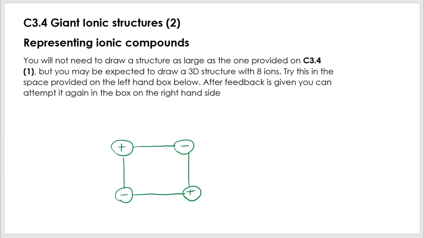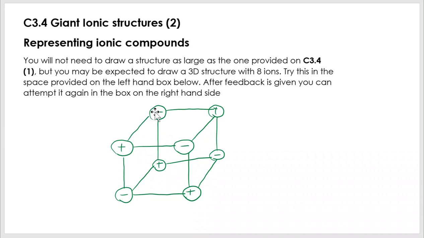Now I always start off by drawing out my square. I've got my plus, my minus, my plus, my minus, opposite charges alongside each other. And I'm then going to turn this into a 3D cube. So I take these back and I continue my pattern. Plus, minus, plus, minus, plus, minus, plus, minus, all the way around, opposite charges alongside each other.